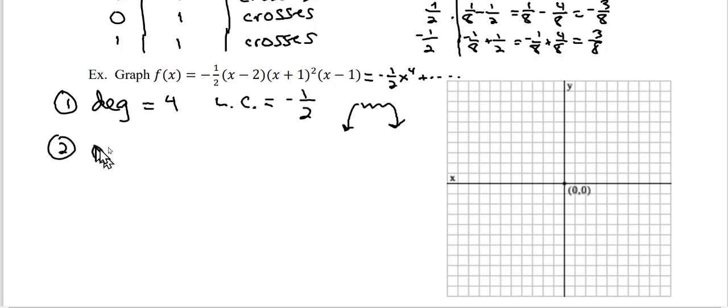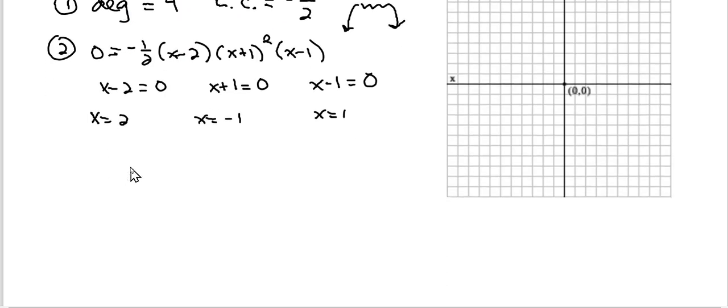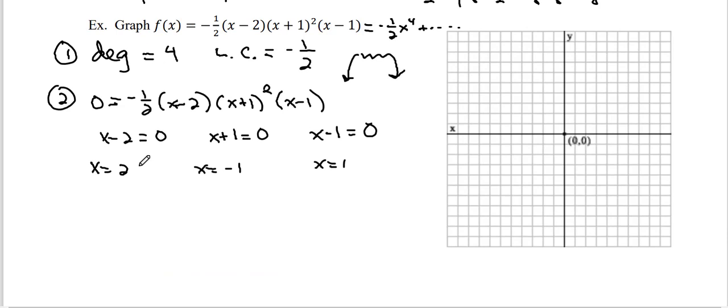Second step, find the zeros. Fortunately, this is already in factored form, which is an important key to note at this point. We are setting the factors equal to 0 to find these zeros. X equals 2, x equals negative 1, and x equals 1. Zeros are, I'm going to put them in numerical order, negative 1, 1, and 2, just because I think left to right.